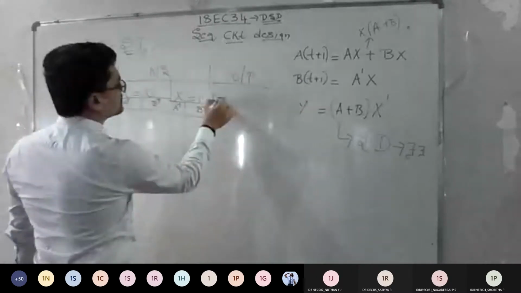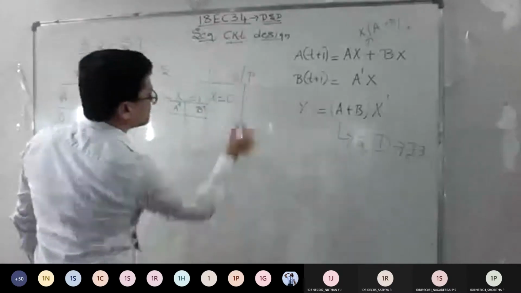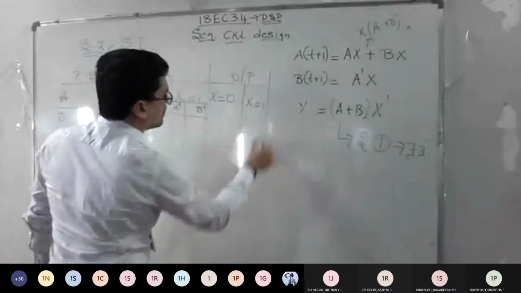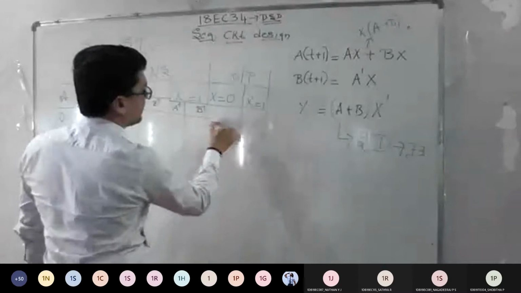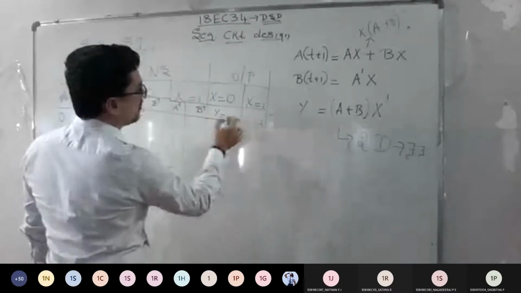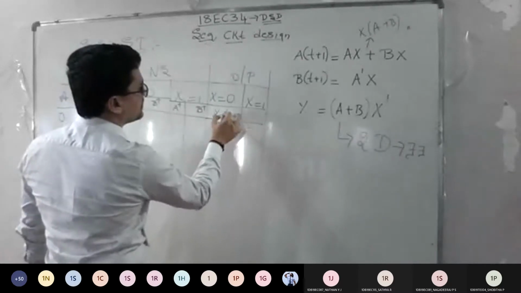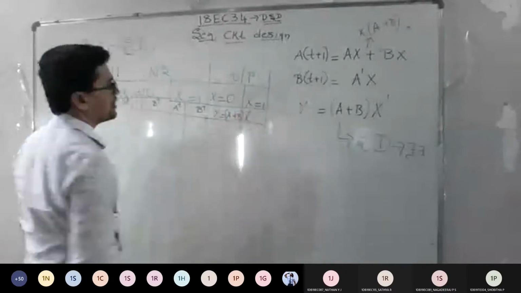Again, the output splits into two categories, x equal to 0 and x equal to 1. And you can write y as your output. So what is the expression you got? A plus B into x bar. So you can incorporate this.